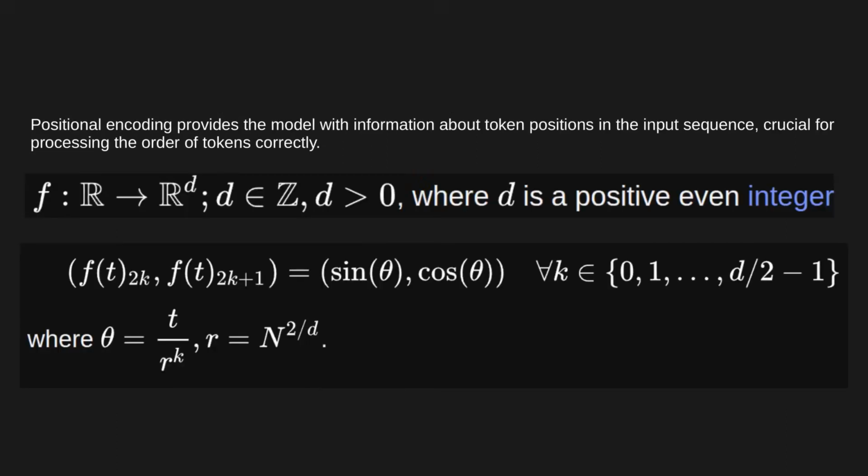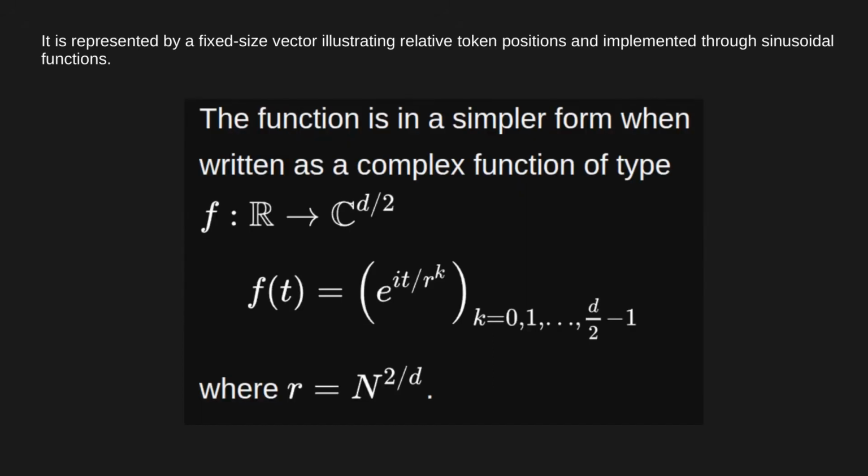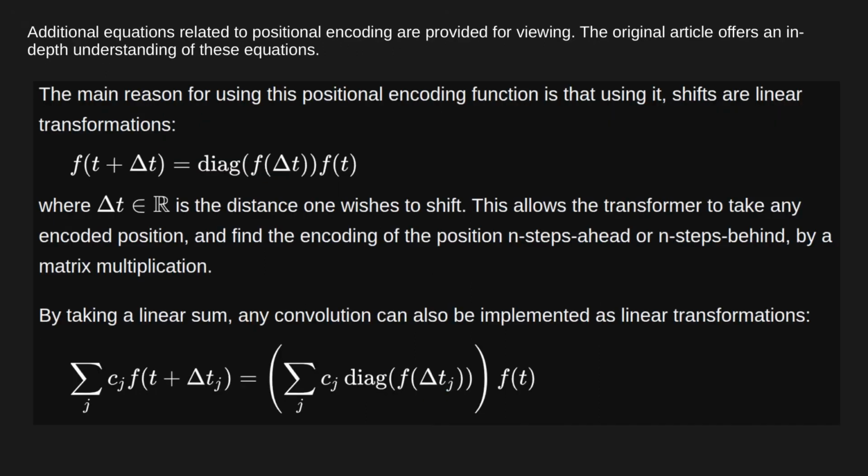Positional encoding provides the model with information about token positions in the input sequence, crucial for processing the order of tokens correctly. It is represented by a fixed-size vector illustrating relative token positions and implemented through sinusoidal functions. Additional equations related to positional encoding are provided for viewing. The original article offers an in-depth understanding of these equations.